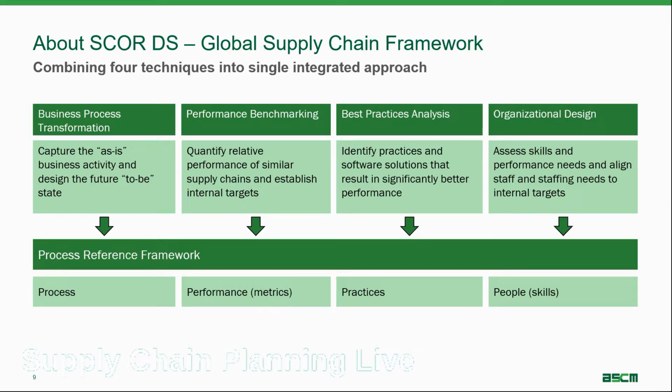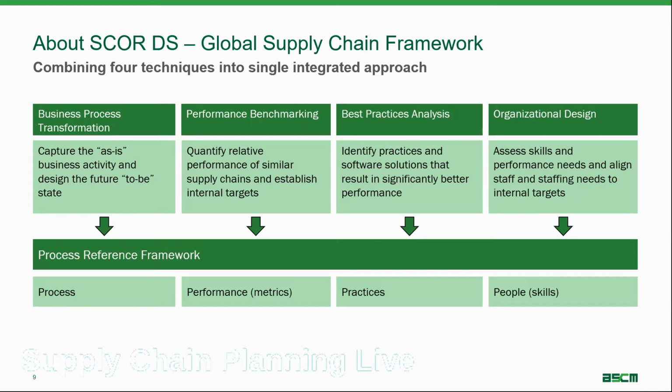So those 4 Ps are process, performance, practices, and people or organizational design. Just to go into a little bit more detail around each of those areas. The first P, process. This is really all around using the model to drive business process transformation. What do I mean by that? How do you use the model to capture your as-is state from a process perspective, identify the gaps in the current state, and then use that to design what you want your future to-be state from a process perspective?